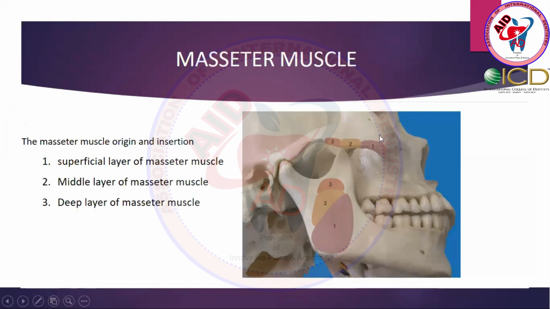This one attaches right from here, and it is the origin of this portion of the muscle. The second portion originates from the middle part, and it is inserted right here. And the third part originates from here and is inserted here. So by this orientation, you must get the concept of the movement of the muscle.